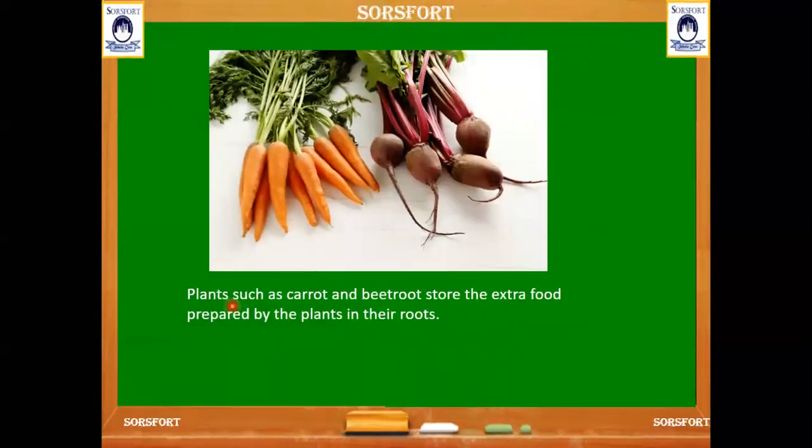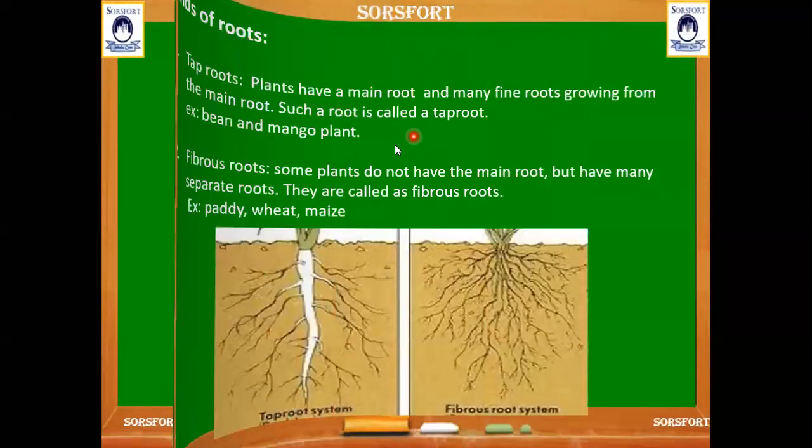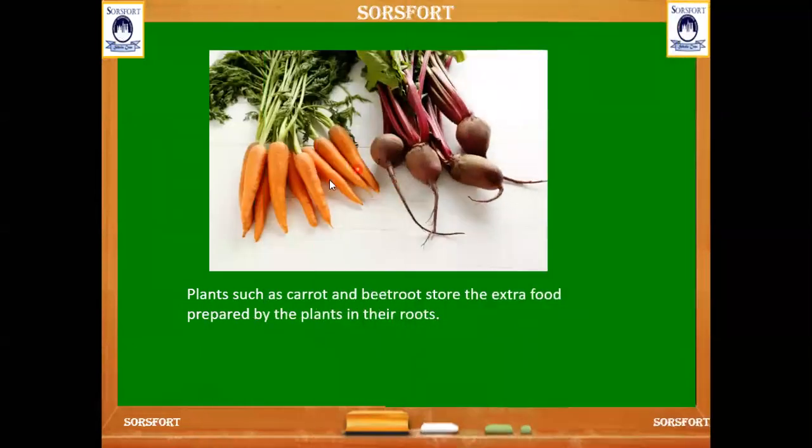We can see some roots like carrot and beetroot. These are all roots which store the extra food prepared by the plant in their roots. This extra food is stored in the carrot or beetroot. This is the extra food stored by the plant in their roots.